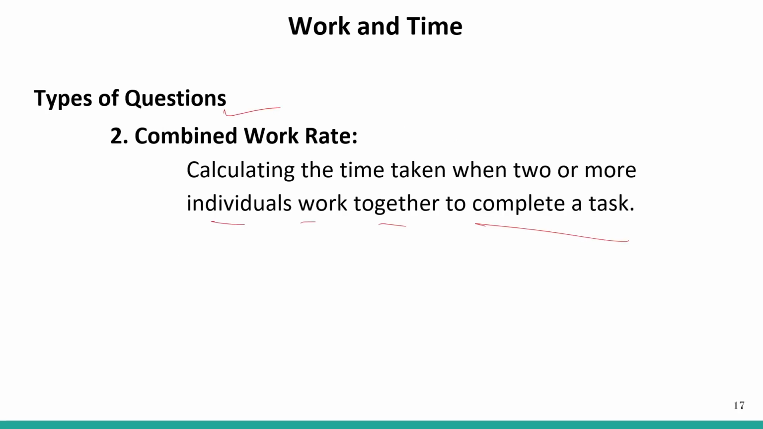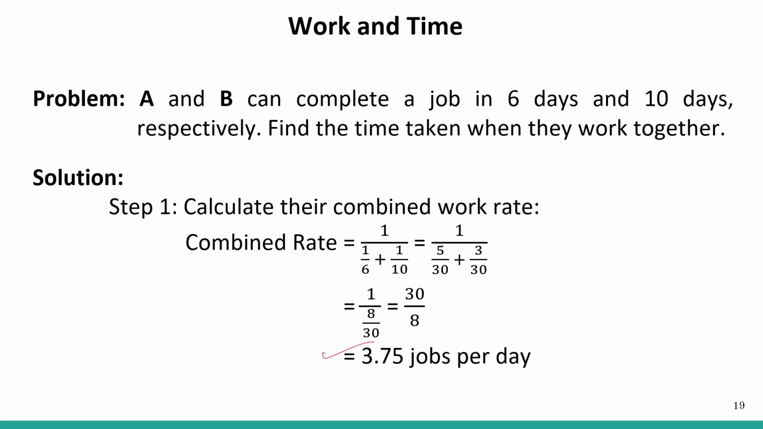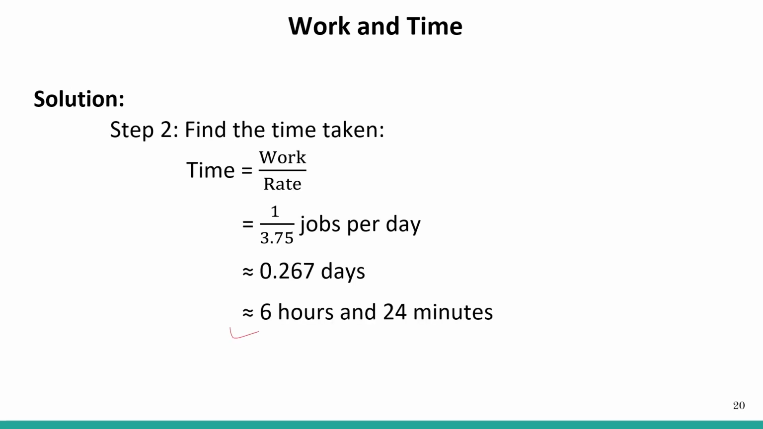Combined work rate: calculating the time taken for two or more individuals working together to complete a task. If A and B can complete a job in 6 days and 10 days respectively, then find the time taken when they work together. When they work together, the time taken by them is 3.75 days. What you do is find the time taken, that is time is equal to work by rate, which is equal to 1 by 3.75.